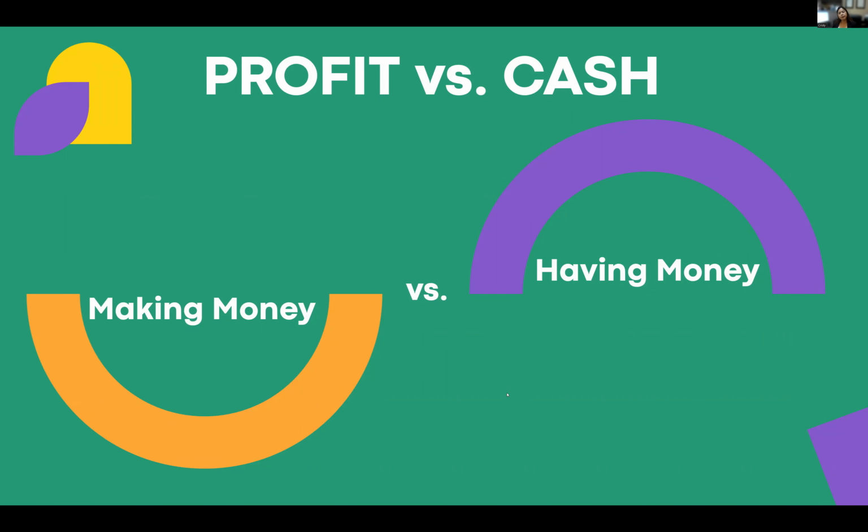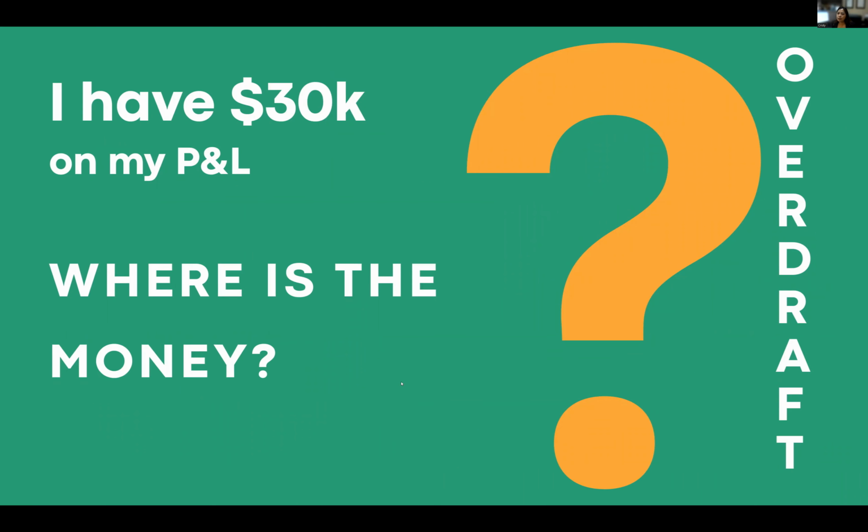Now, the other thing we need to look into is profit versus cash. What's the difference, right? So profit is making money. Cash is having the money, right? So you've probably heard of that saying, cash is king. So this is a common comment I get. So, Christy, I have 30,000 on my P&L. Where's the money? I don't see it in my bank account.